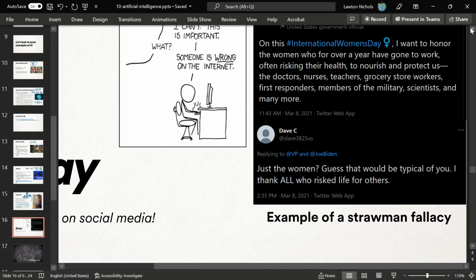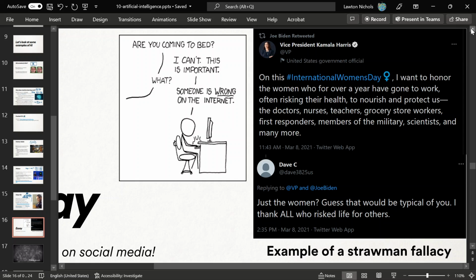So here's an example that I found last year. Here's an example of a straw man fallacy, and this is the kind of thing that you would be finding for your essay. So here is a tweet by the vice president. She said, last year on International Women's Day, I want to honor the women who for over a year have gone to work, because this is mid-pandemic, right? Risking their health, and all this stuff. Nice things to say, right? And then somebody replied, just the women? Guess that would be typical of you. I think all who risk their lives for others.